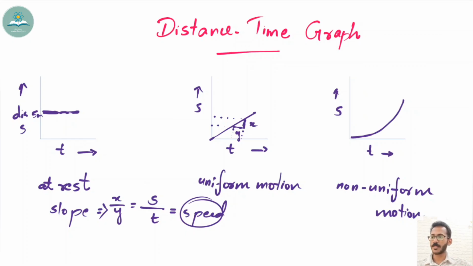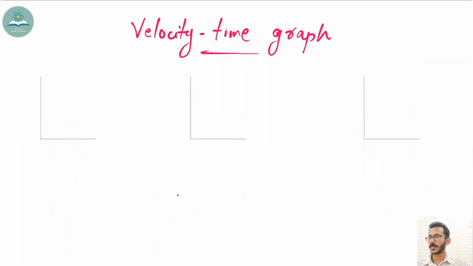Now we'll go to the next graph, that is the velocity time graph. As I told you, on the x-axis we'll always take time. Since this is a velocity time graph, velocity will be taken here. Sometimes they'll represent it as speed also. If the object is traveling in a straight line, then its speed is the same as its velocity. So it can be taken like that.